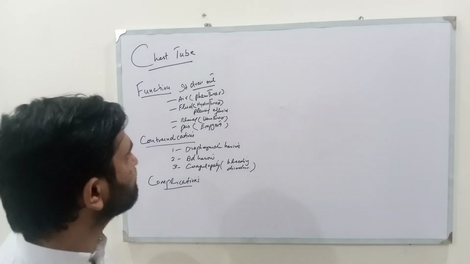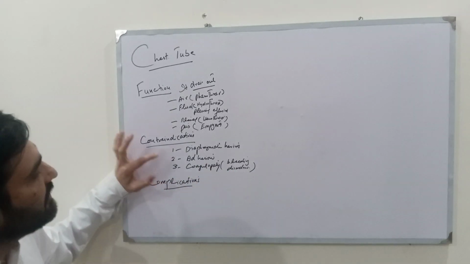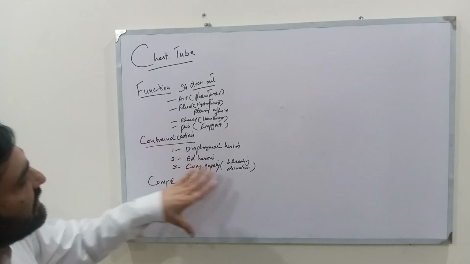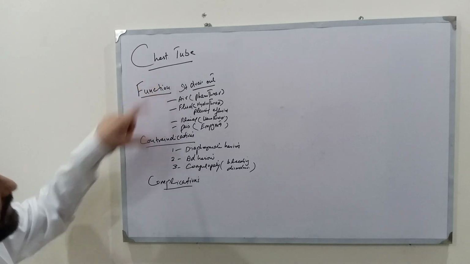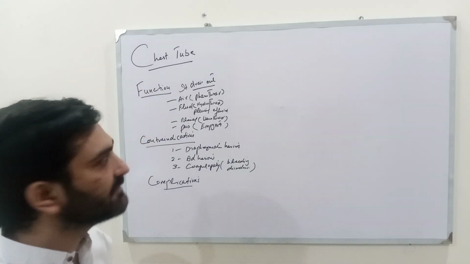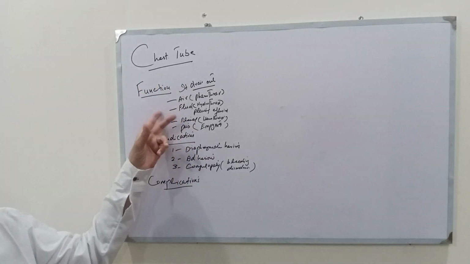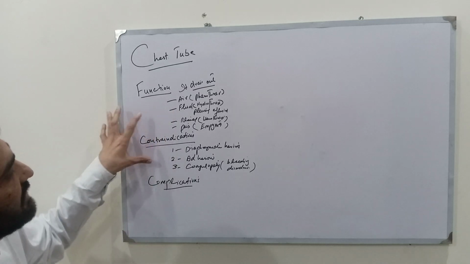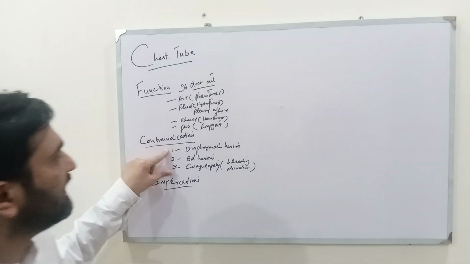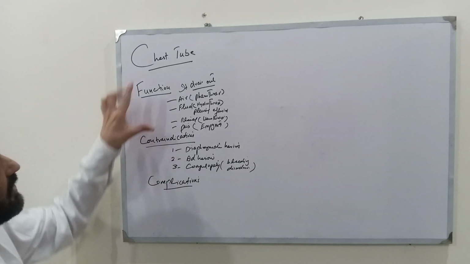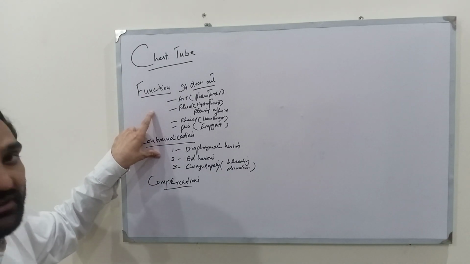But actually, even if these contraindications are present, if there is a life-threatening condition in which chest tube insertion is very critical, then these contraindications may be overlooked, and for patient safety, chest tube insertion or placement is mandatory.